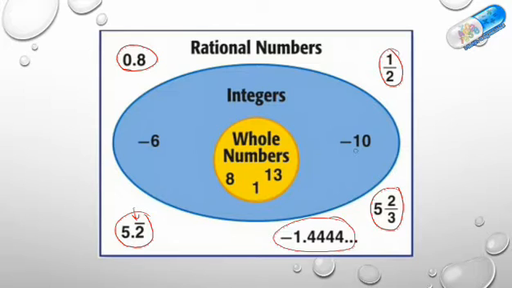Why is an integer a rational number? Because we can write it as a fraction over 1. So -6 over 1 is now in fraction form, which is a rational number, and -10 over 1 is the same. So integers are rational numbers. Also, whole numbers like 8 and 1 and 13, all of the whole numbers are also rational numbers because we can write them in fraction form over 1 like this. So 1 over 1, 13 over 1, 8 over 1 are all rational numbers.